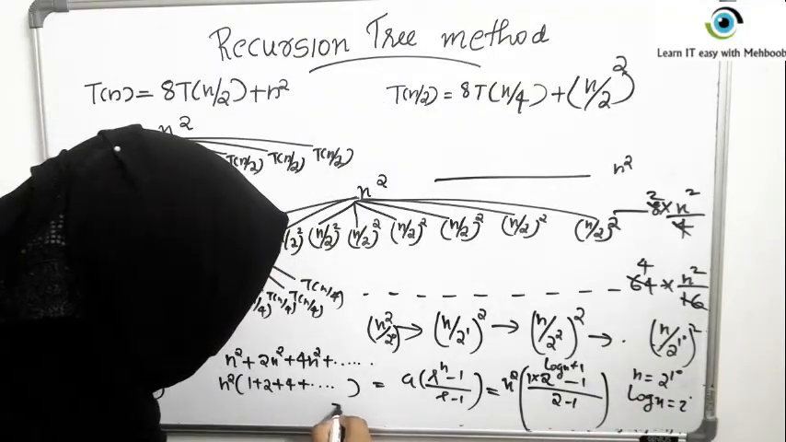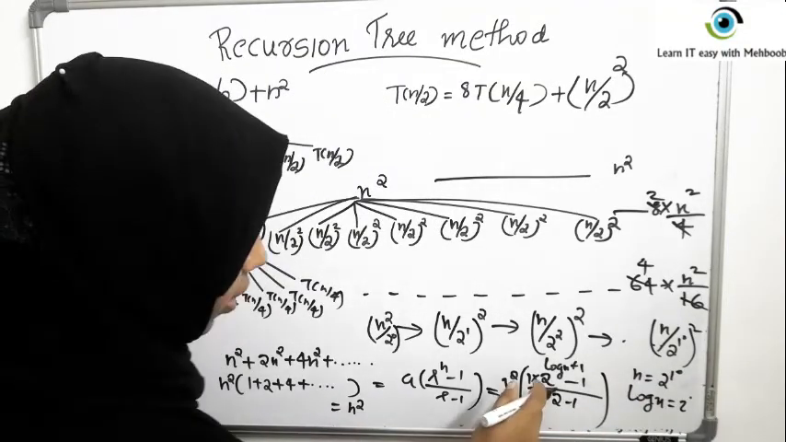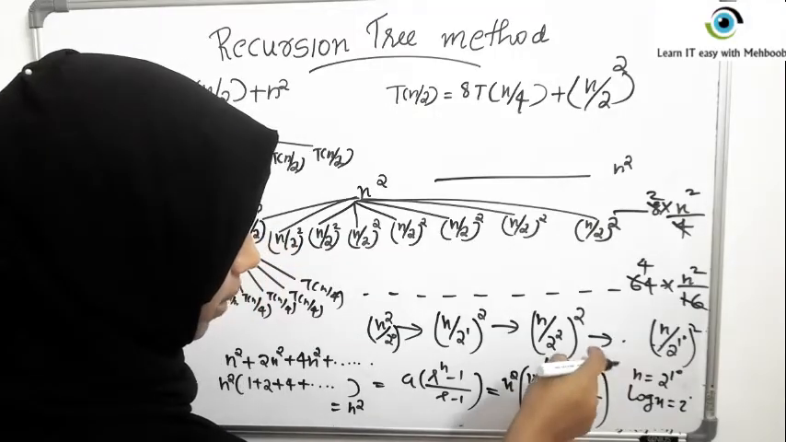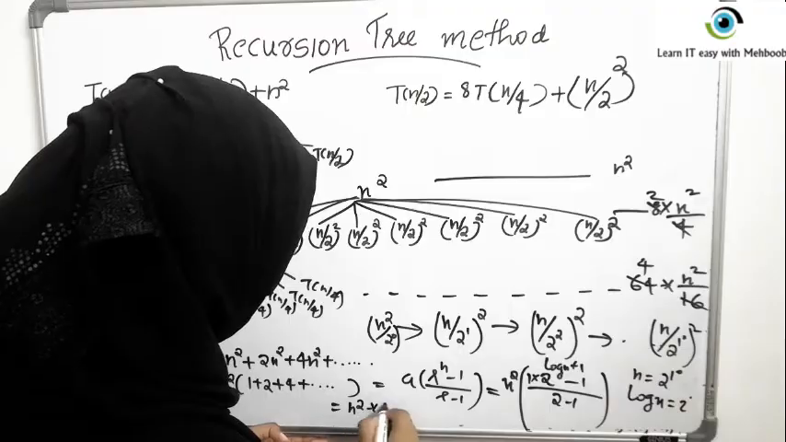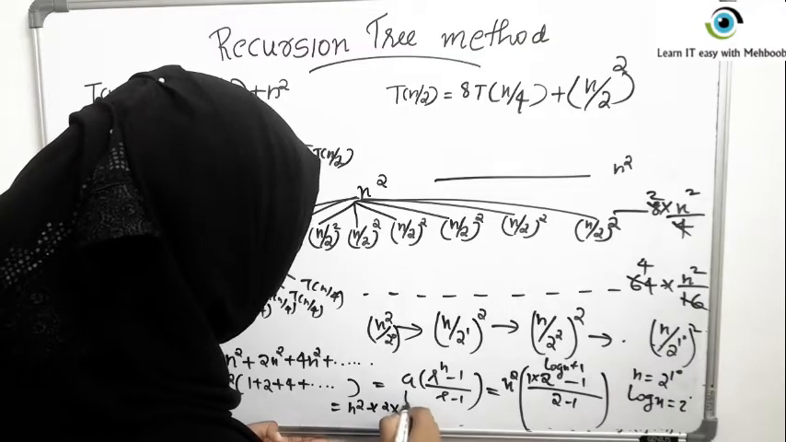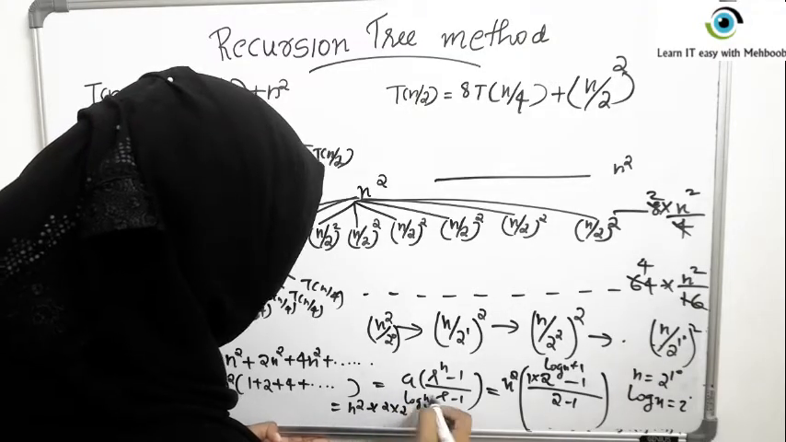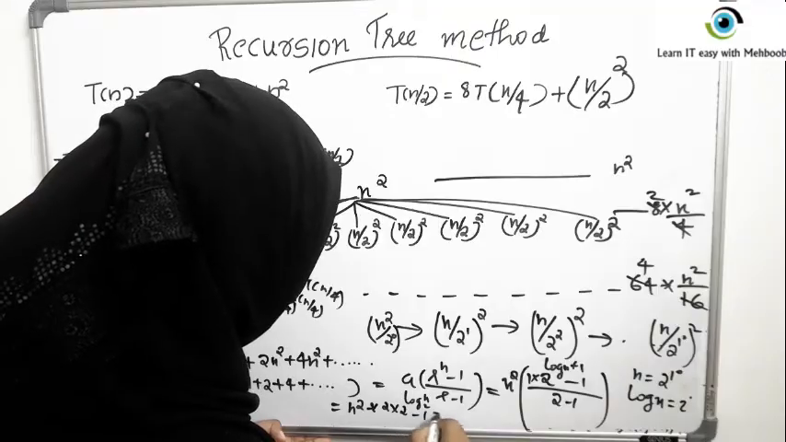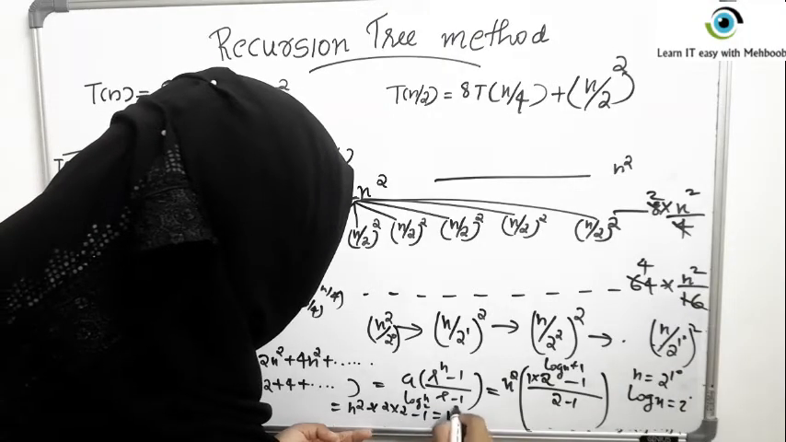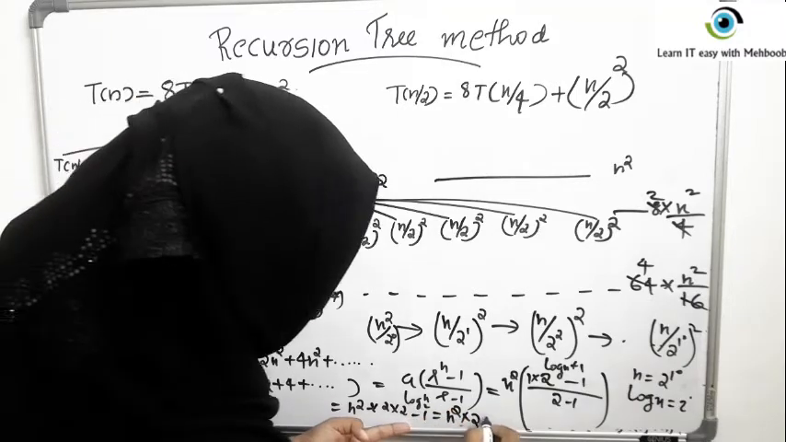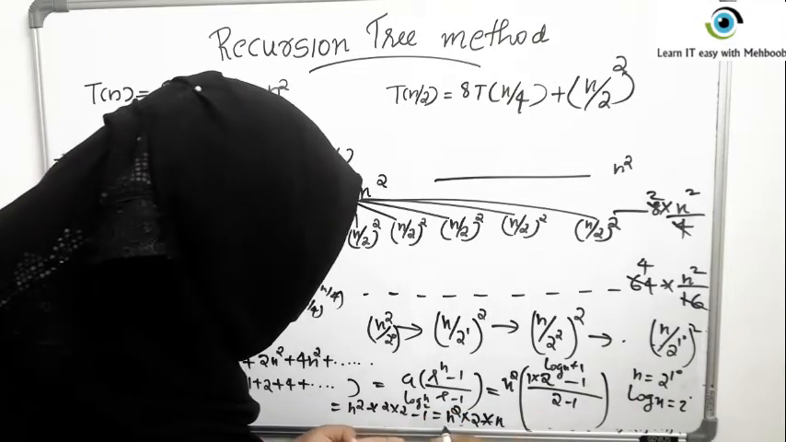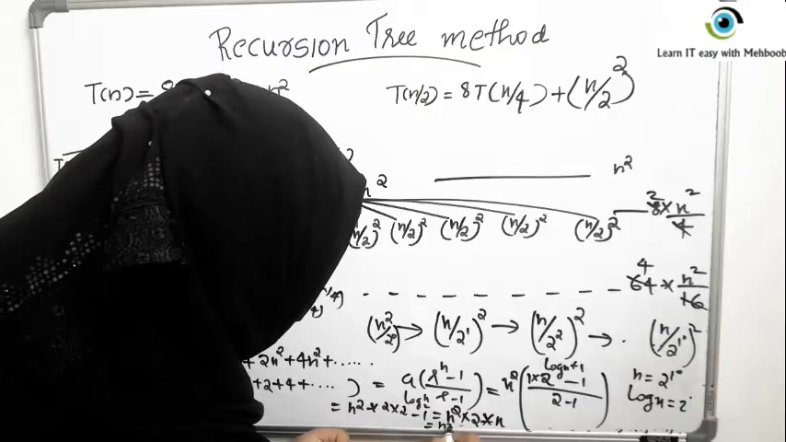So when you solve this, n square, then 2 raised to log n plus 1 is 2 into 2 raised to log n to the base 2, minus 1. Rearranging this, you will get n square into 2 into n raised to log 2 to the base 2, which is n. So the total complexity is in the order of n cube.